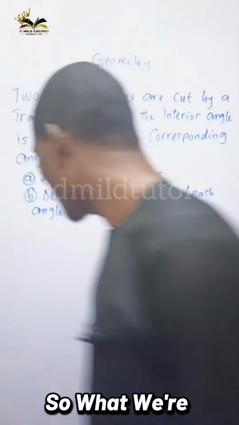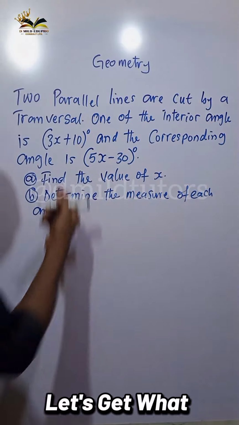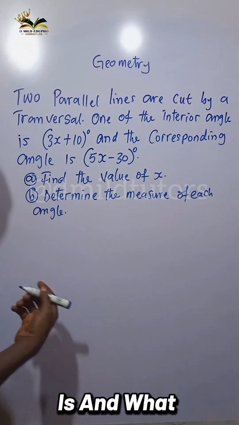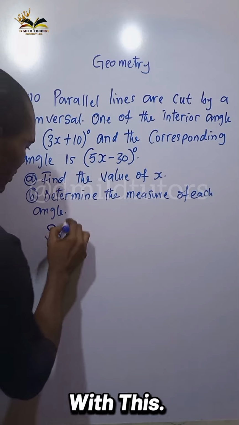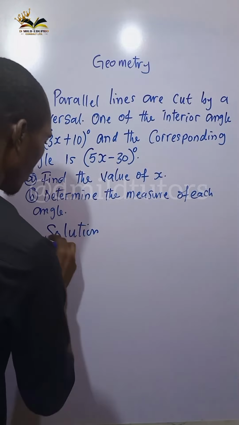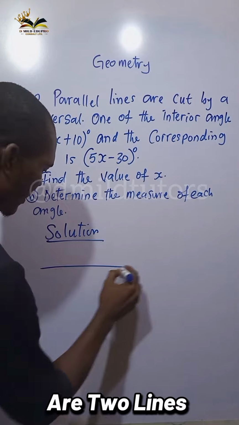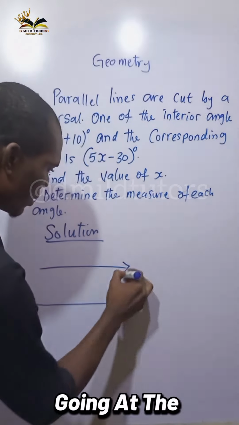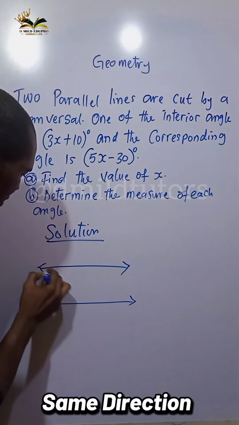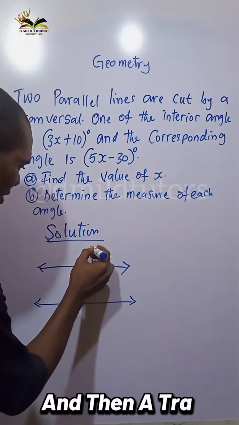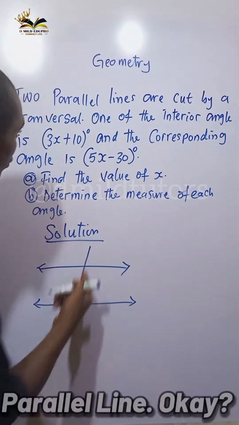Okay. So what we're going to do first, let's get what a parallel line is and what a transversal line is. The parallel lines are two lines going in the same direction, but they never meet. And then a transversal line is a line that cuts through the parallel lines.